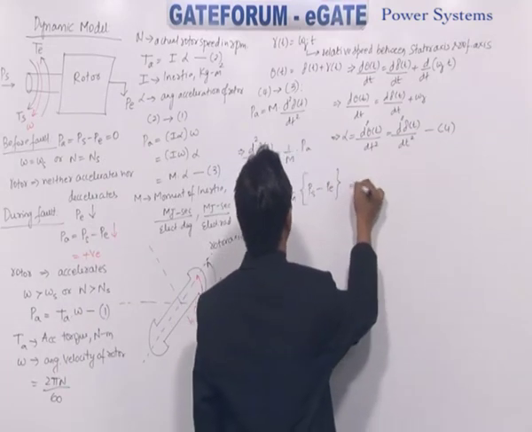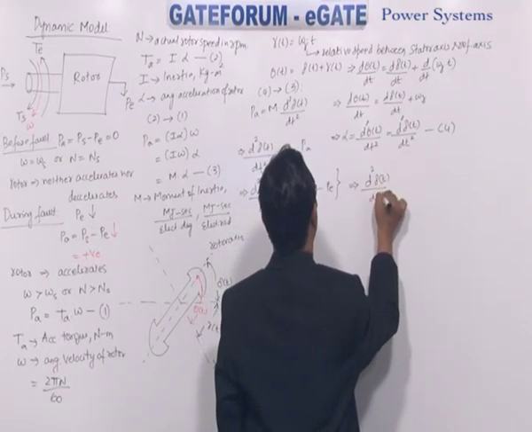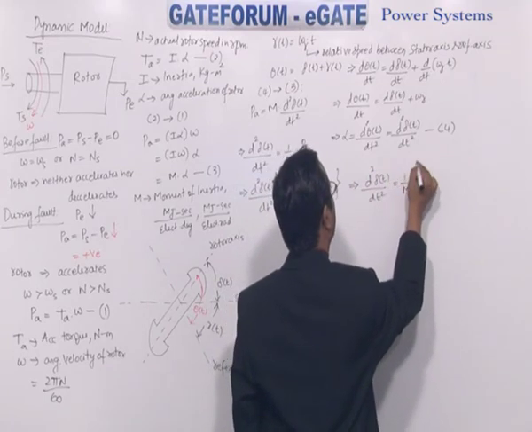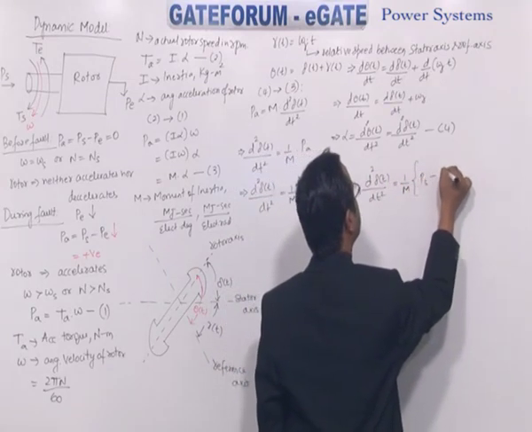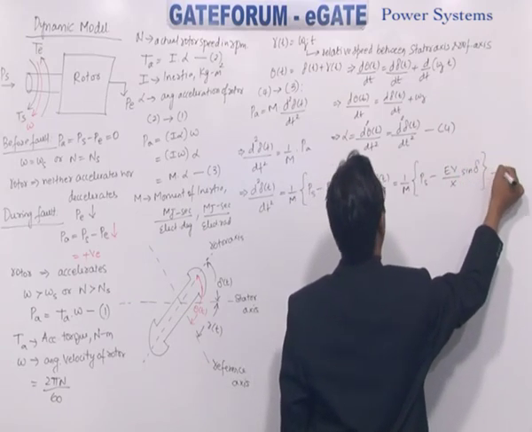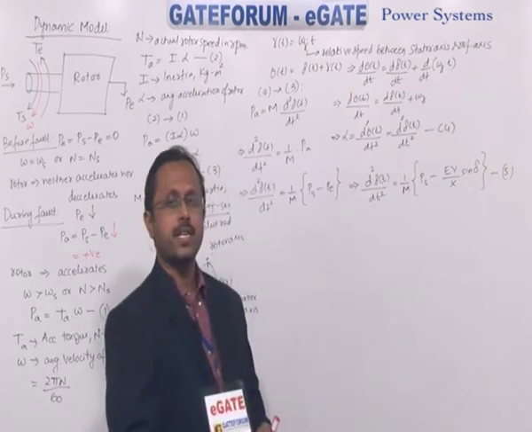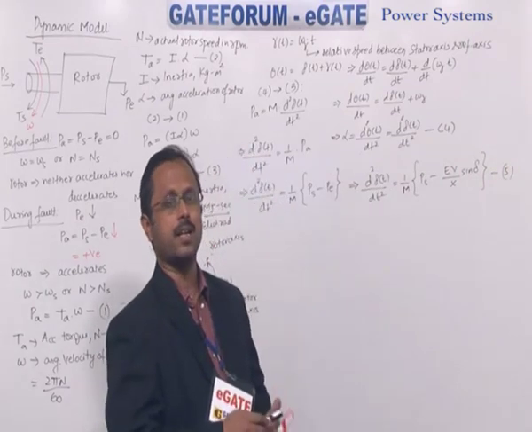So lastly, we substitute PE now. What do you substitute PE as? EV by X sine delta.